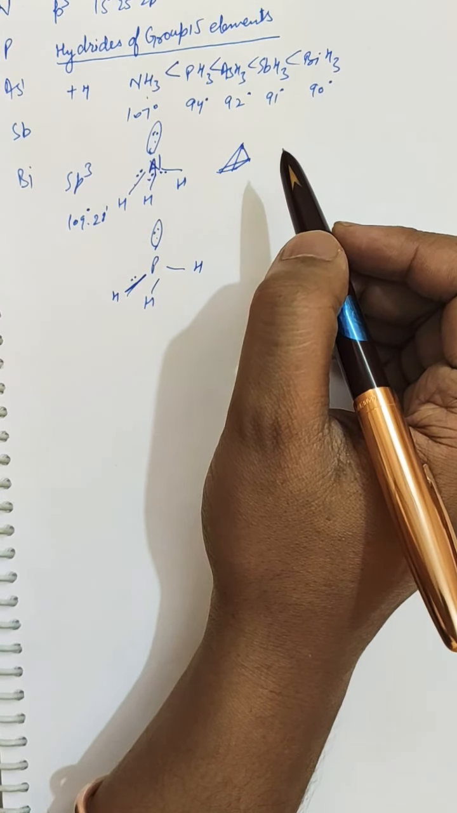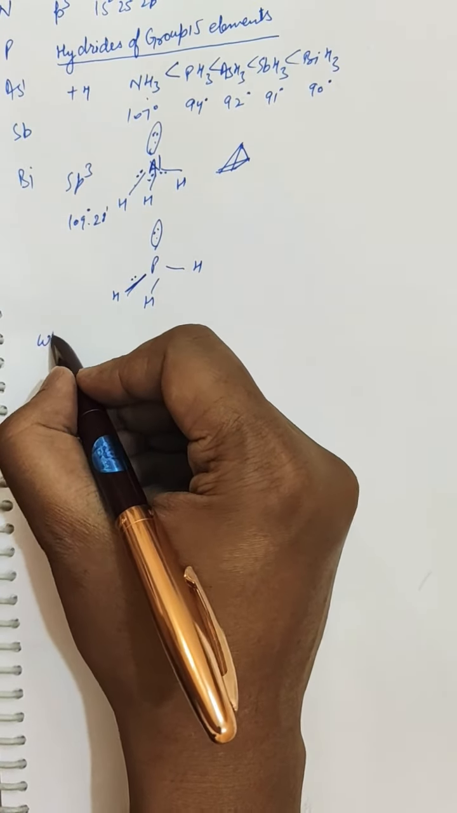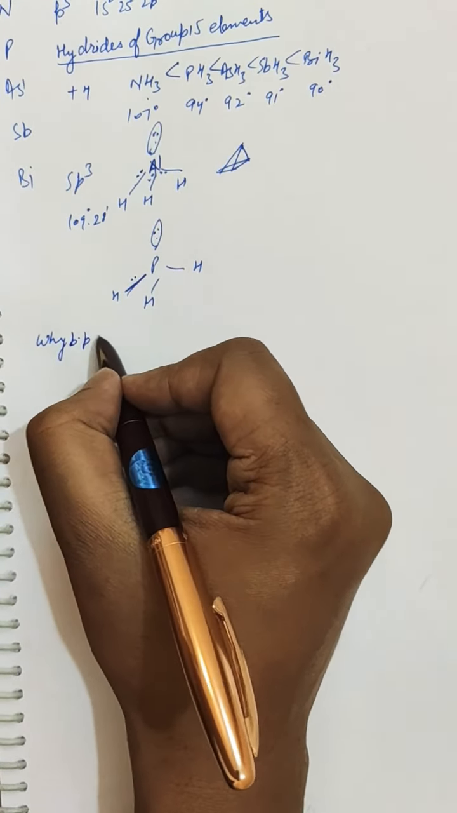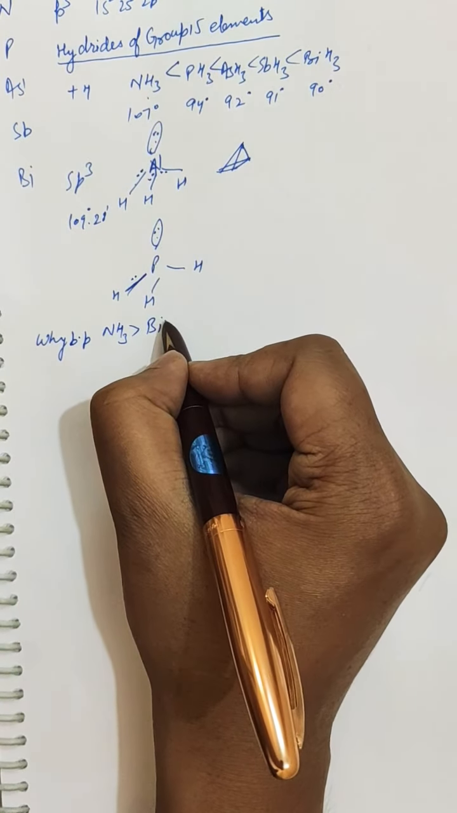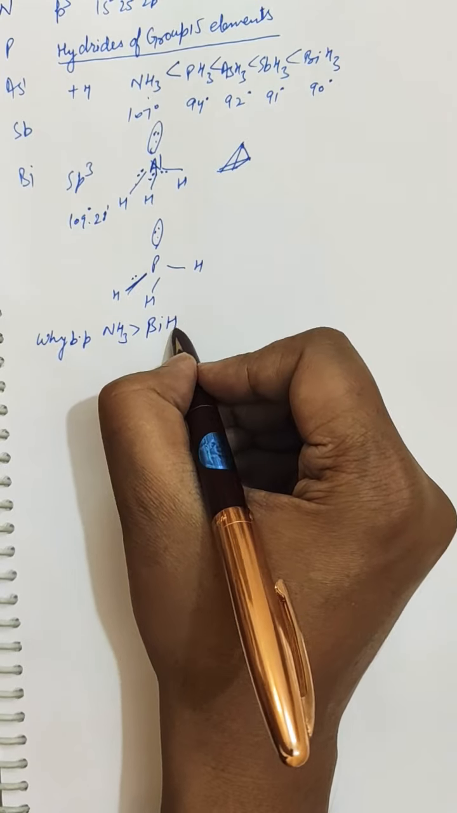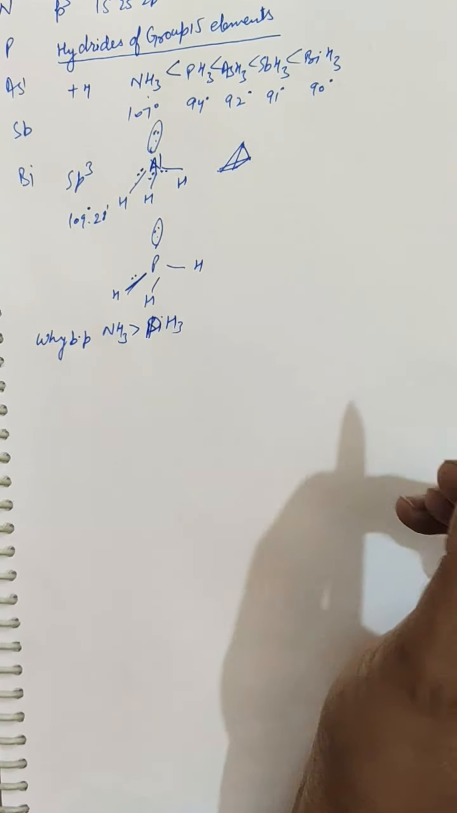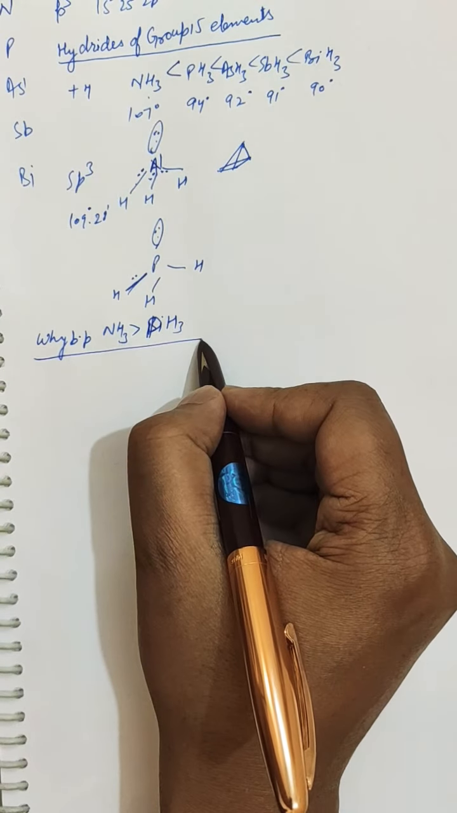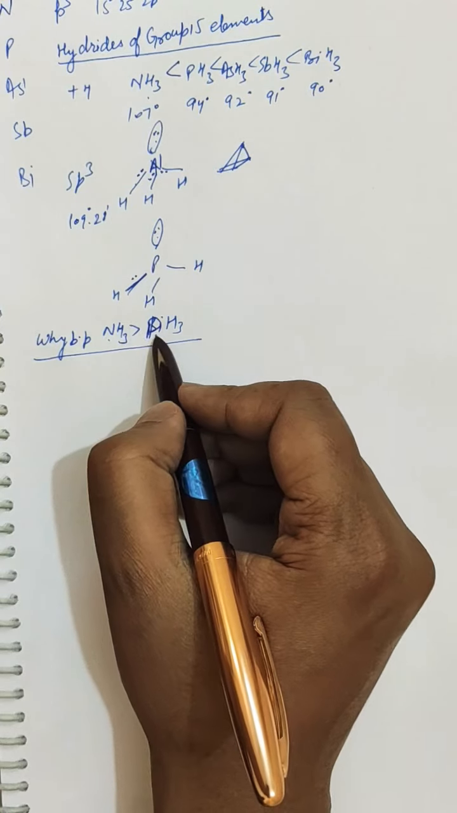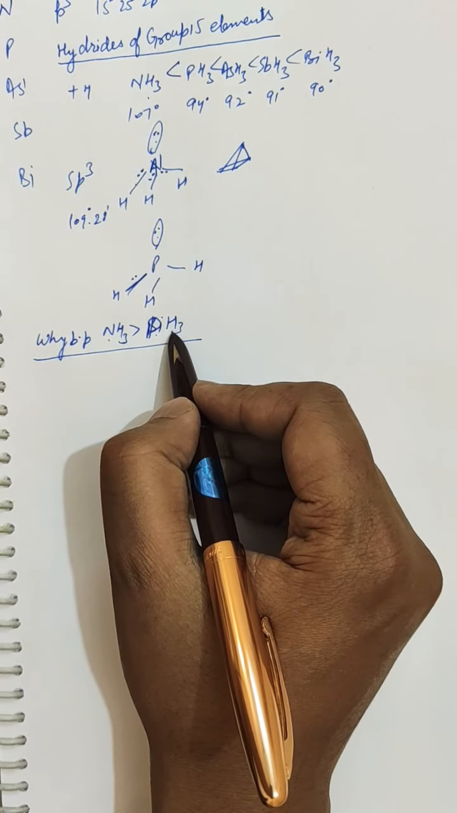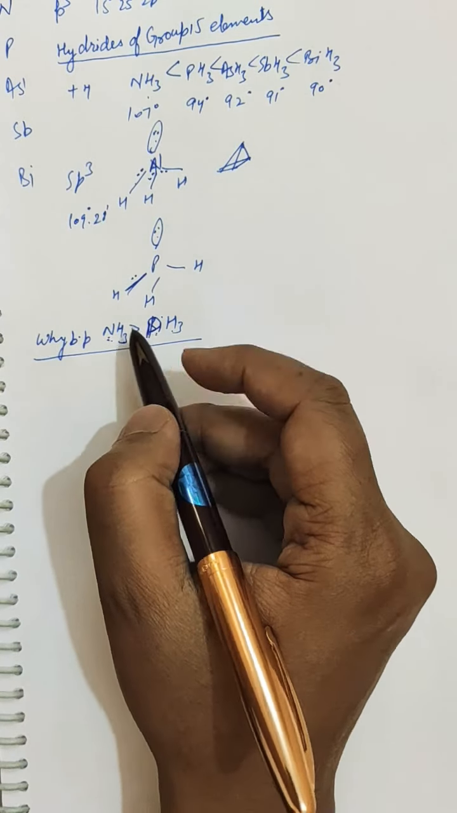Ammonia has a higher boiling point than phosphine. So you can be asked in the exam why the boiling point of ammonia is higher than phosphine, PH3. So what will be the answer to this? This is because nitrogen is more electronegative than phosphorus. Hydrogen is the same in both cases, the shape is the same, but nitrogen is more electronegative as compared to phosphorus.